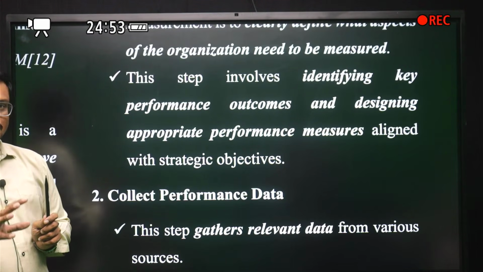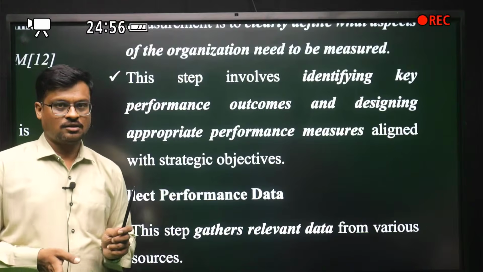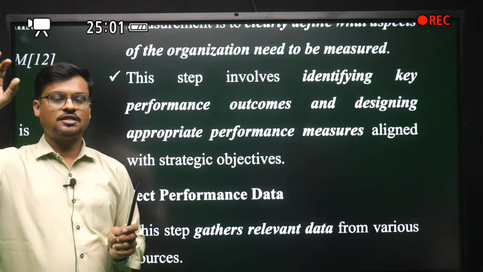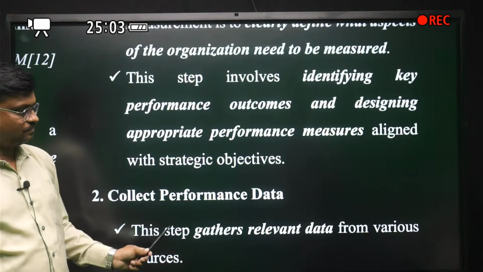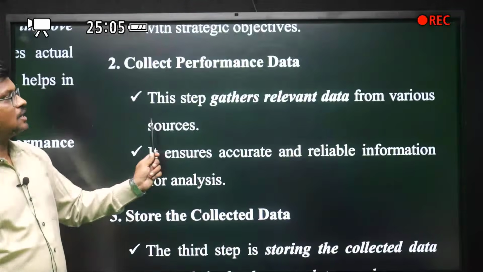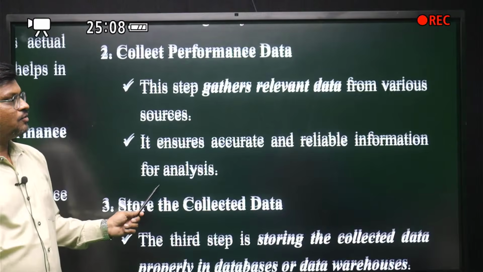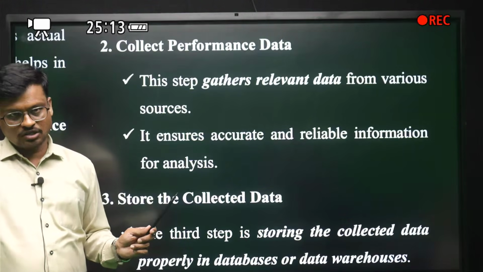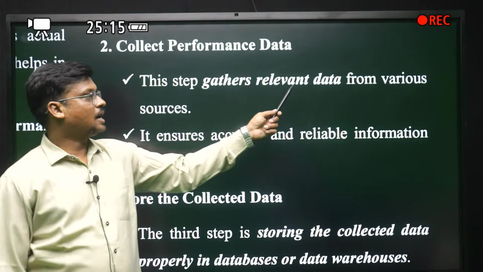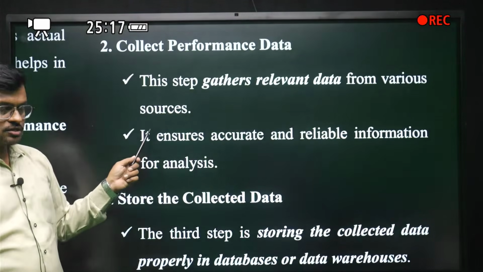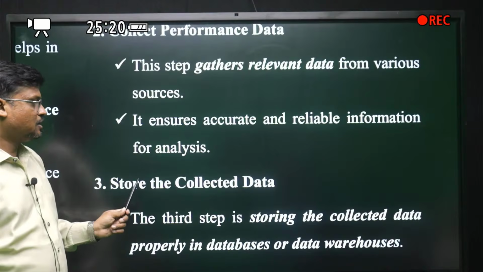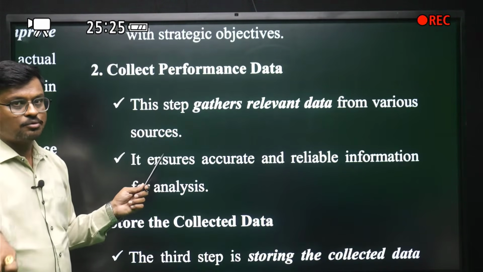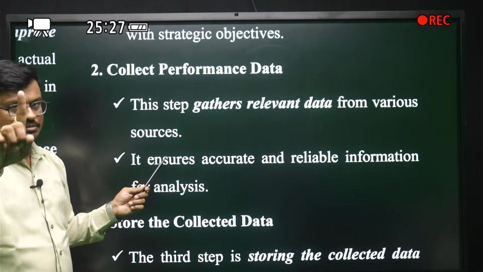Okay, so what are the activities which you can measure? The operational activities happening in an organization can be measured, and we need to design the actual performance measures here. Second one is collect performance data. Now you have the objectives and the KPIs, key performance indicators, which need to be measured. Now gather the relevant data from various sources. It ensures accurate and reliable information for analysis. So you have to gather the data for the key performance indicators identified in step number 1.